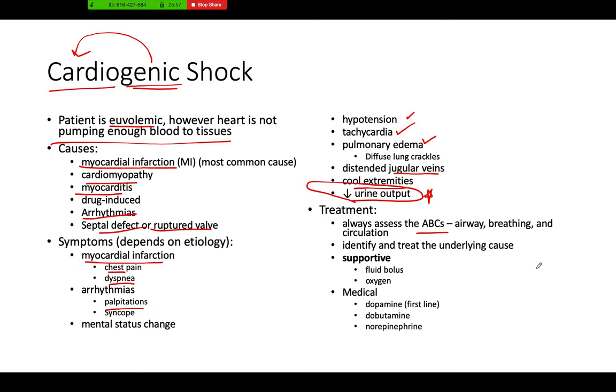Treatment: we're going to assess the airway, breathing, circulation. As always, identify and treat the underlying cause. We want to be supportive, so we can give a fluid bolus to try and elevate that blood pressure. Oxygen is really going to be one of those first line things that we do whenever our patient is going in shock. Medically, dopamine is going to be a first line. Dopamine is one of our vasopressors, as is norepinephrine, both vasopressors. And dobutamine is going to increase the contraction of the heart. If it's a cardiogenic problem, increasing the contraction of the heart should help out quite a bit. Okay. Great.